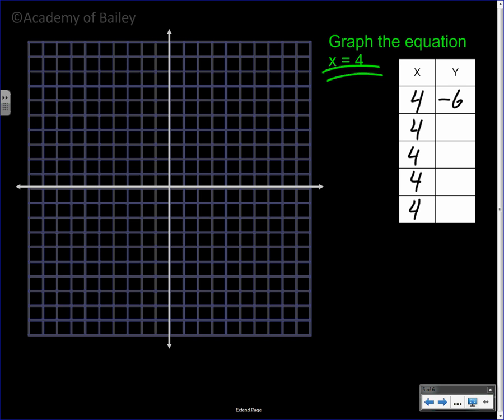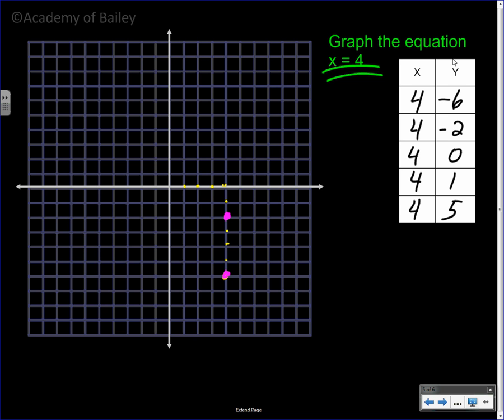Y can be -6, y can be -2, it can be 0. It can even be positive numbers, 1 or 5. And I think once you see this graph, you'll understand why the value of y doesn't matter, because let's go ahead and graph this. The first point, 4, -6. 1, 2, 3, 4, and then down 6. 1, 2, 3, 4, 5, 6. Your point. The second point, 4, -2. 1, 2, 3, 4, and then down 2. 1, 2.